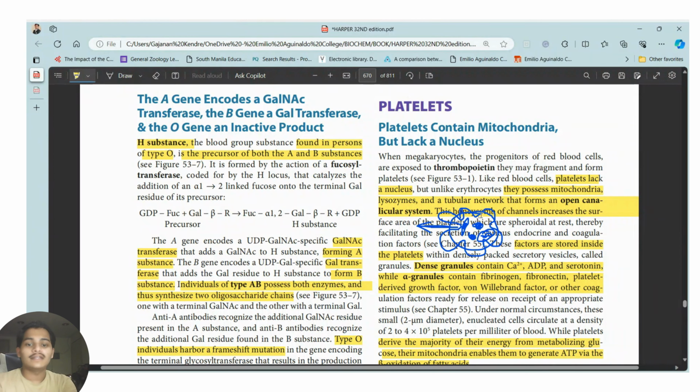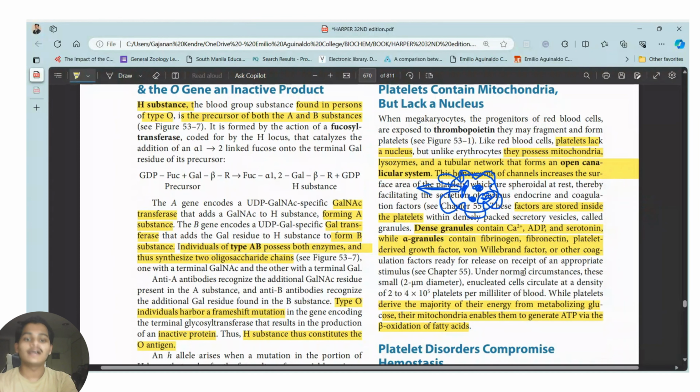That's it. These factors, or the clotting factors, are stored inside the platelets, densely packed in two structures, the secretory vesicles called the dense granules and the alpha granules. The dense granules contain calcium, adenosine triphosphate, ADP, and serotonin, while the alpha granules contain fibrinogen, fibronectin, platelet derived growth factor, and von Willebrand factor, which causes von Willebrand disease, and other coagulation factors ready for release on receipt of the appropriate stimulus.